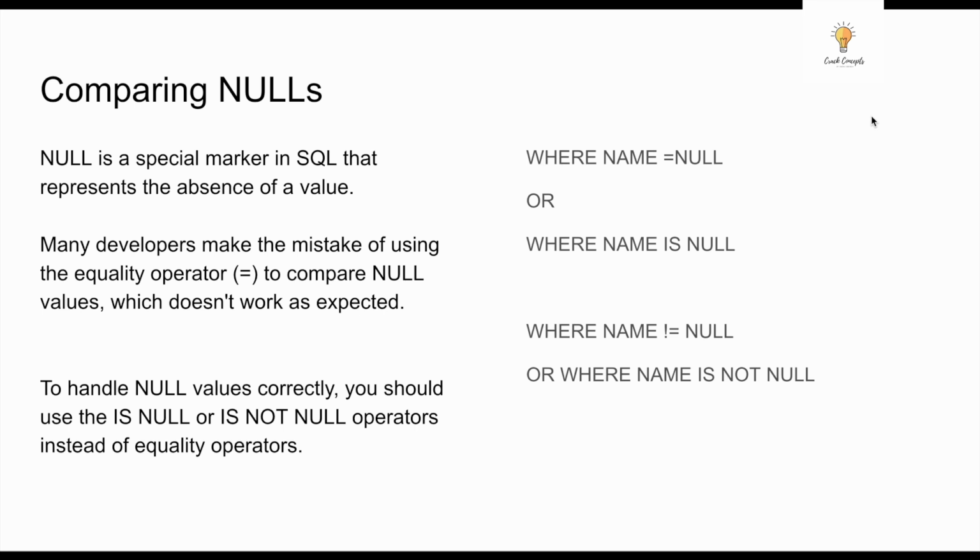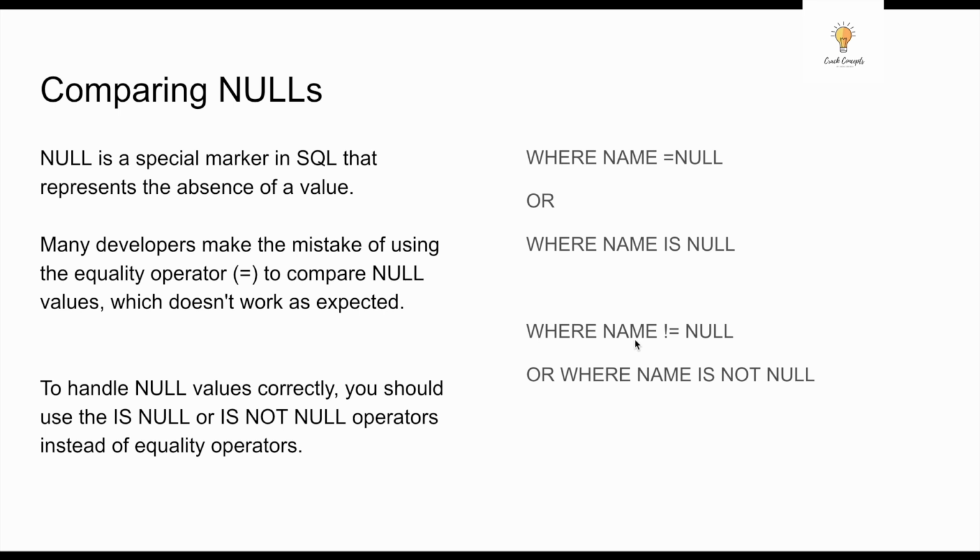Whenever you're writing a query and you want to find if a particular column has null values, a lot of times developers write where that particular column is equal to null. They use this equal operator, which will result in a wrong answer. Instead, you should be using where that particular column is null. So instead of the equal operator, you should be using is null.